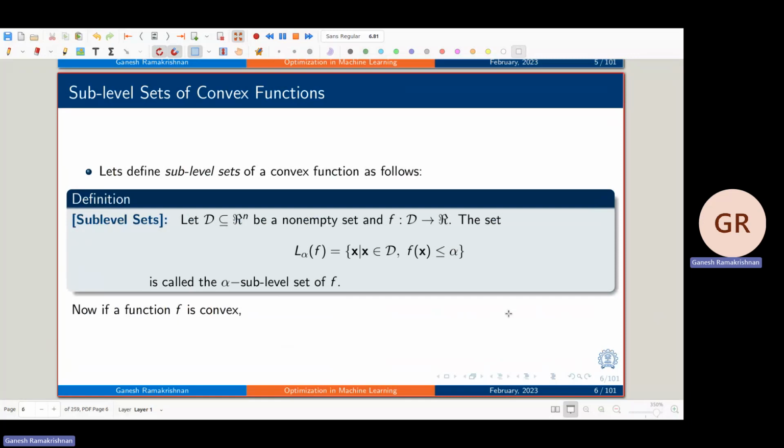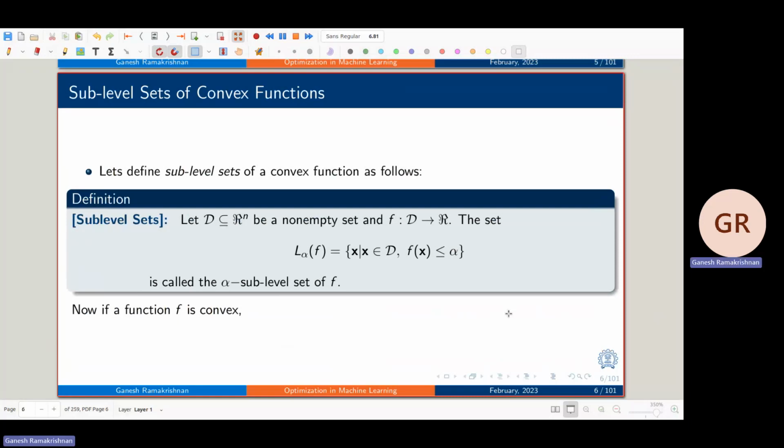If you start looking at the space of x1, x2 such that f(x1, x2) in this simple case is less than or equal to, say, alpha, this is what it would look like. This is L alpha for the function, a sublevel set. Now, if you change the value of alpha, the sublevel set will change.